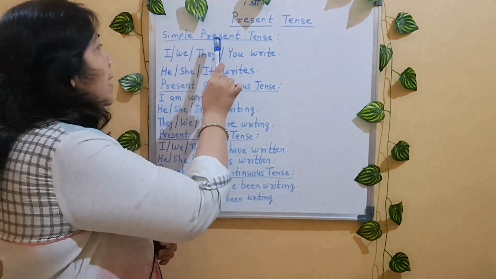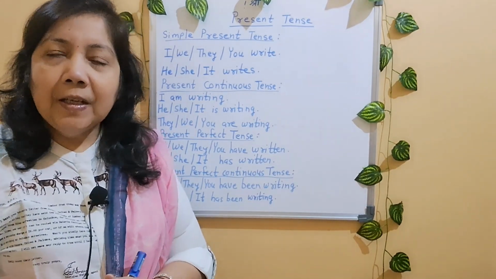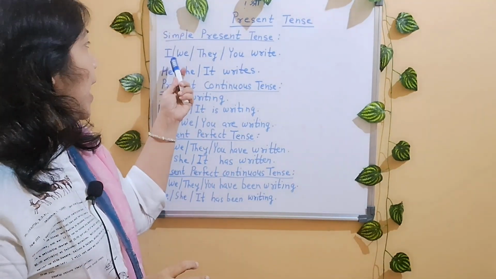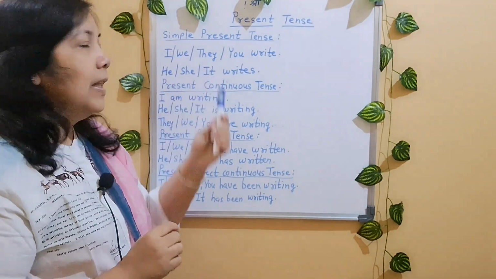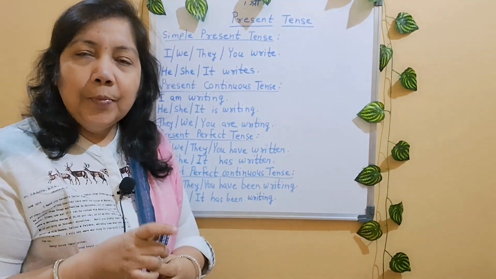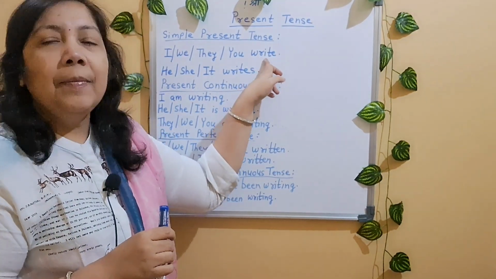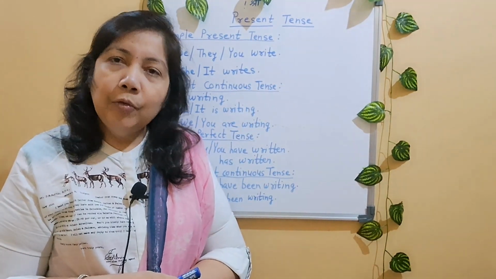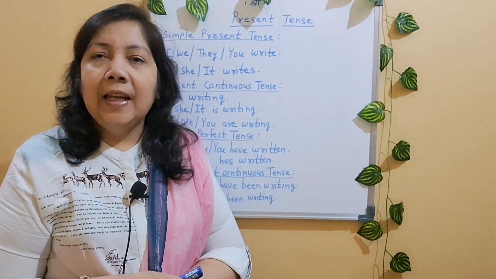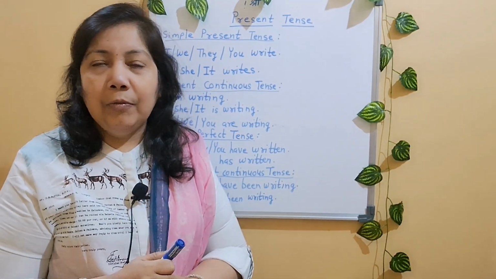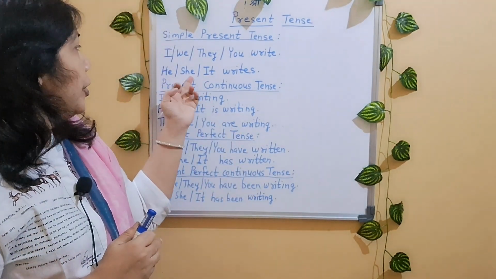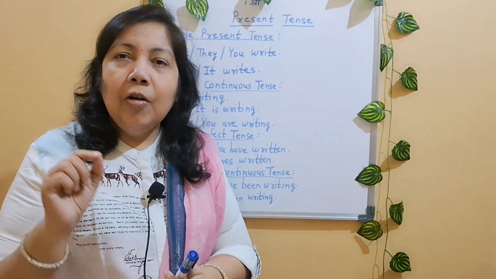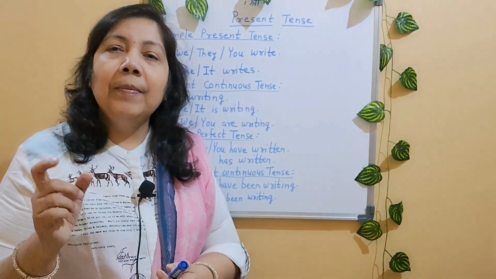First type, simple present tense. This is the first type of present tense. And how does the sentence come in that? I, or we, or they, or you. Suppose these pronouns come, then only the main verb comes. Write. I write, we write, they write, you write. But suppose it is he or she or it as the subject, then it becomes writes. S or es is added to the main verb.